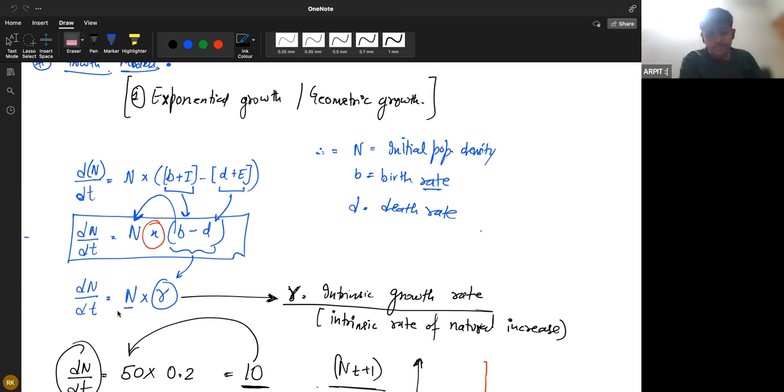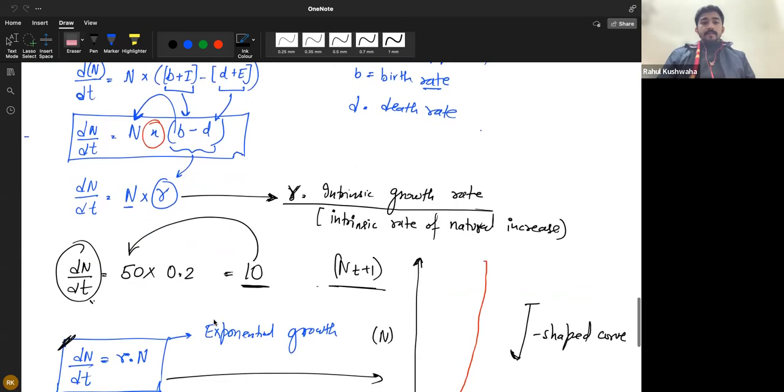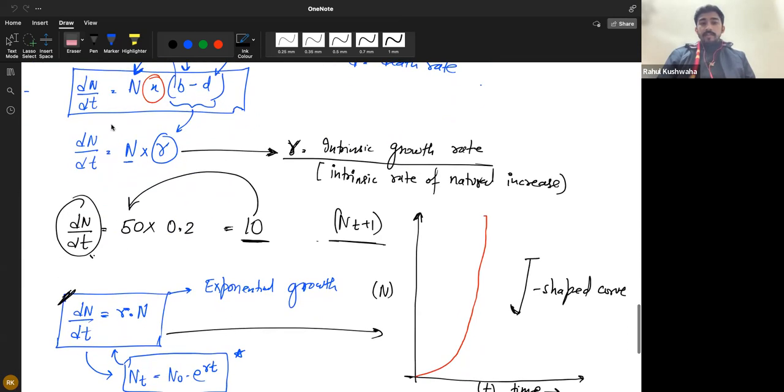Or rn, as your NCERT says. So where r is the intrinsic growth rate, or the intrinsic rate of natural increase, correct? You can also call it the intrinsic rate of natural decrease, because populations also may decline. But NCERT just assumes that the population is increasing, so that's why.